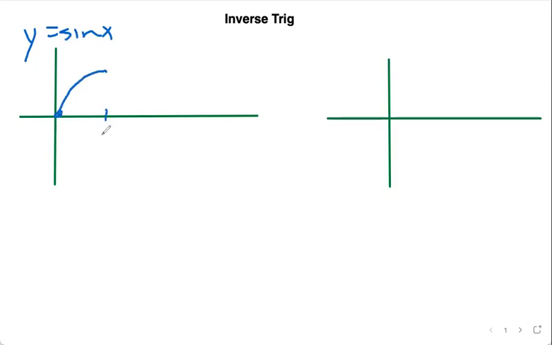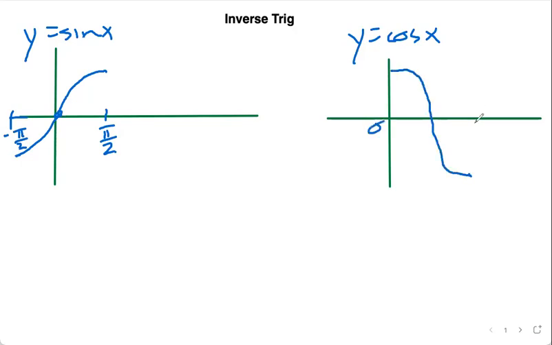Sine inverse only exists from 0 to pi over 2, and then backwards to negative pi over 2. Cosine inverse can go from 0 all the way to pi before it does not pass the horizontal line test. So what does this mean for you? In short, inverse sine, cosecant, and tangent will only exist in quadrants 1 and 4.